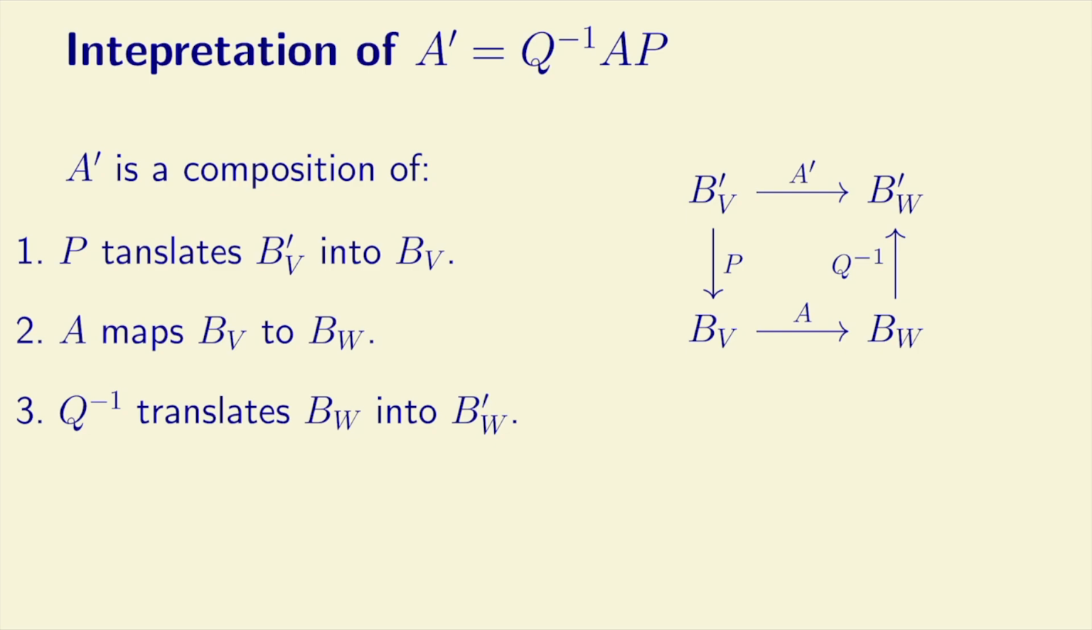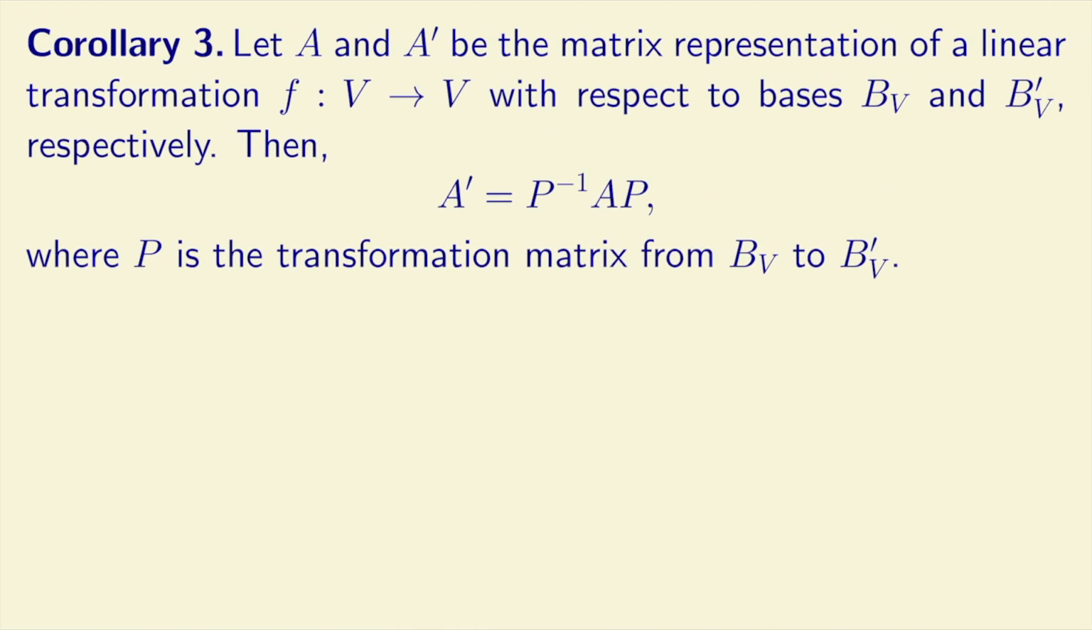The last page we need to look at is Corollary 3. Let A and A' be the matrix representations of a linear transformation F from V to V with respect to bases BV and B'V respectively. Then A' equals P inverse AP, where P is the transformation matrix from BV to B'V. Okay, so this is just a special case of the previous theorem where V and W are the same space, so Q is the same as P. That's much simpler. Exactly. This is an important one because it's so common to change bases for a linear operator that maps a space to itself.